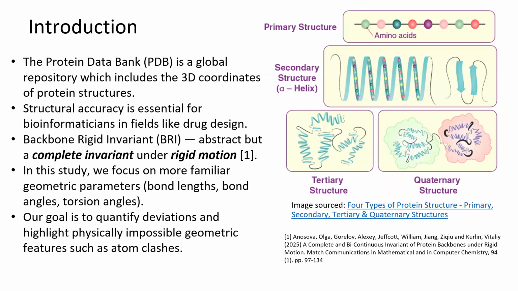And the goal of this is to quantify deviations within the PDB, highlight some features that should be physically unlikely, such as atom clashes, and essentially just show examples where there's quite a bit of deviance and we might see them as a bit of an outlier.